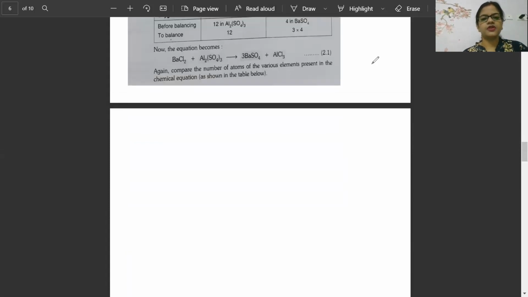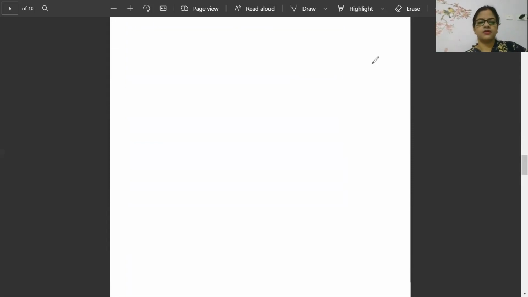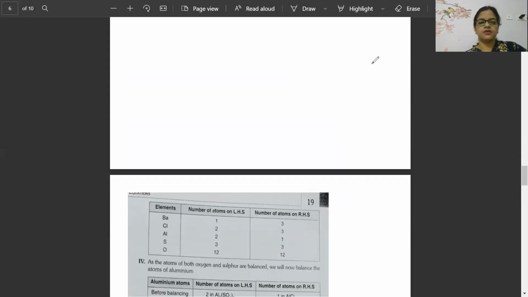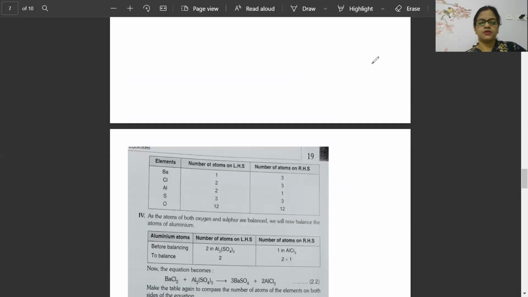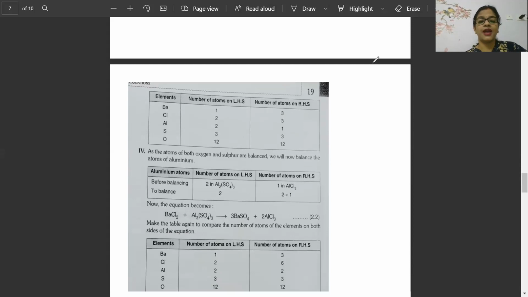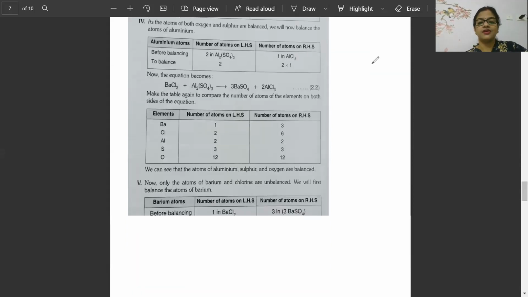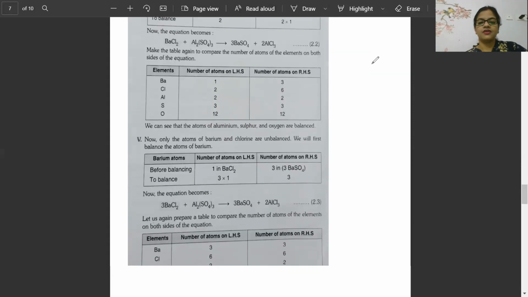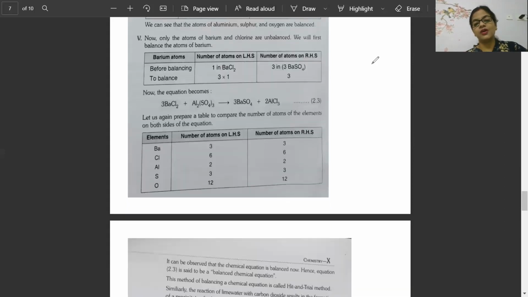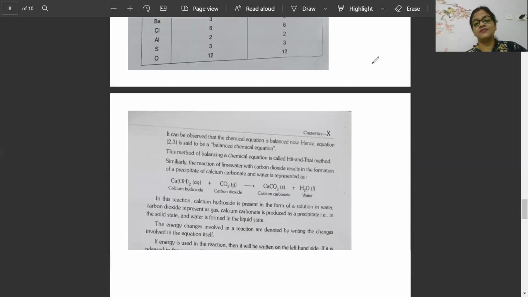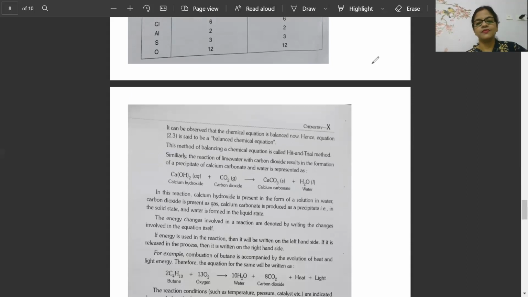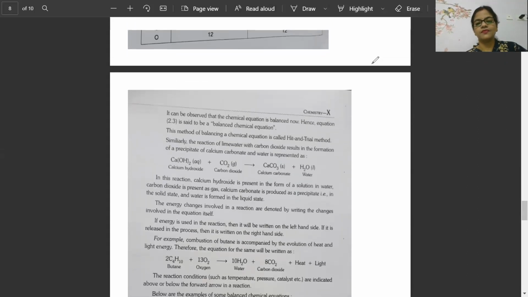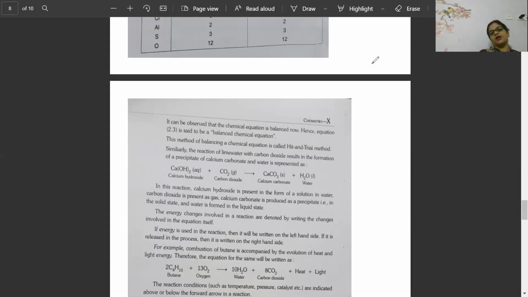Okay, this page. What happened to this page? Oh, they are still balancing it. Oh, after that, they wrote a balanced equation. See this question, balance it, beta.